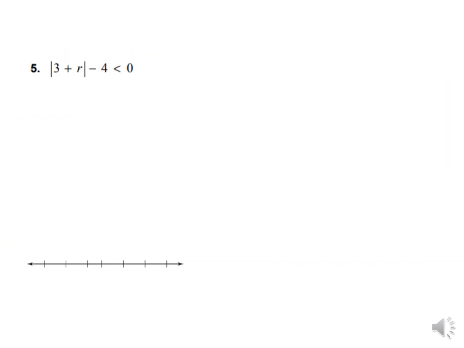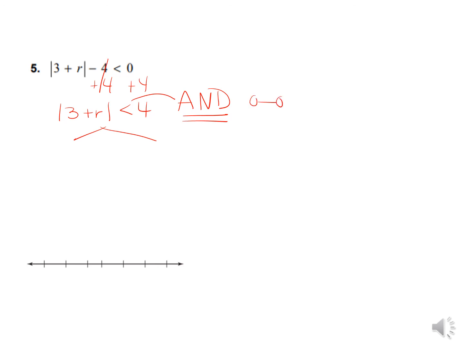Okay, so for this one, we're going to start by isolating our absolute value. So we're going to add 4 to both sides. We get the absolute value of 3 plus r is less than 4. We're going to split it, and make sure you stop here and say, is it and or? And this is less than, so it's an and problem. This matters a lot when you get to exceptions, but it also matters in that you want to make sure that your graph turns out looking like it should.